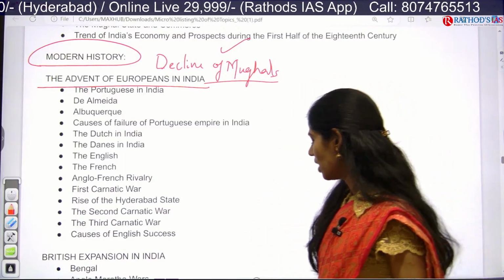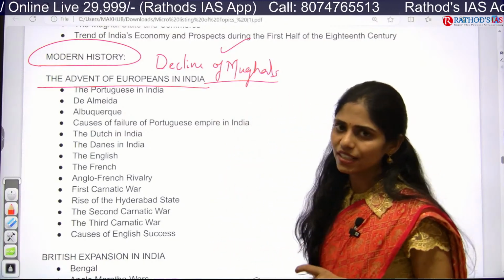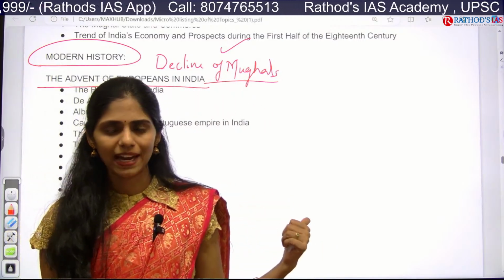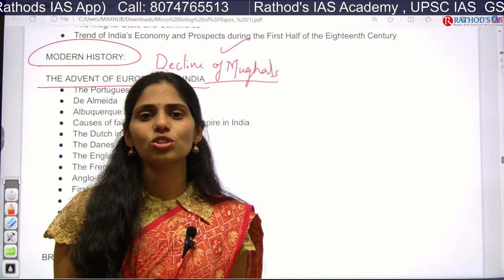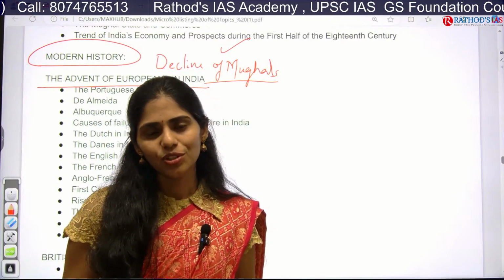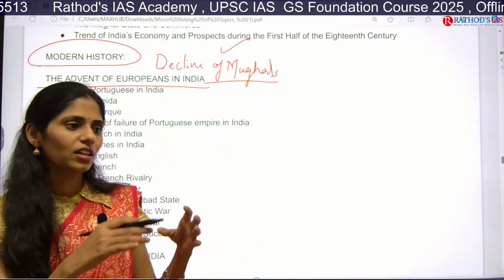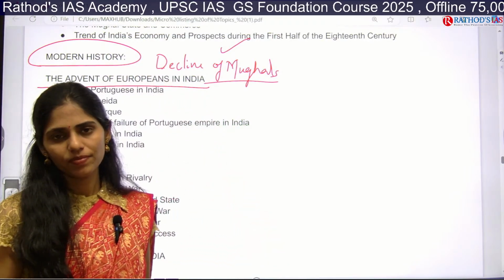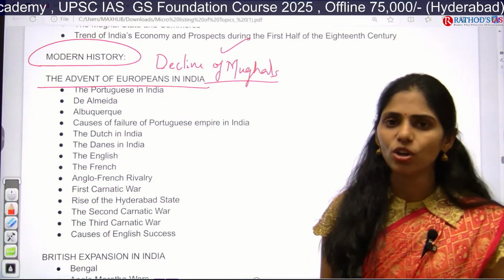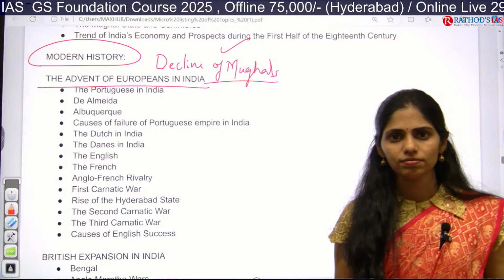So the first one is war of succession. Who will become the king? Right? So wars of succession, and the policies of Aurangzeb also had a lot of impact on the Mughals, and that is also one important major cause for the decline. Even nobles played a very important role, and there was no proper maintenance of the treasury, right? Because Shah Jahan spent lots of money on buildings and architecture, so the treasury became empty.